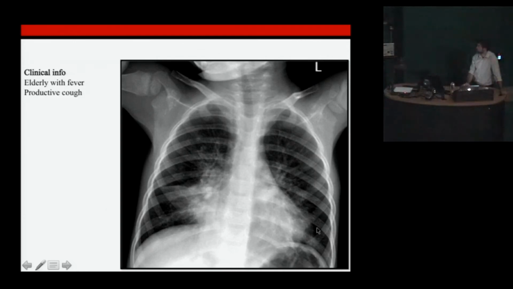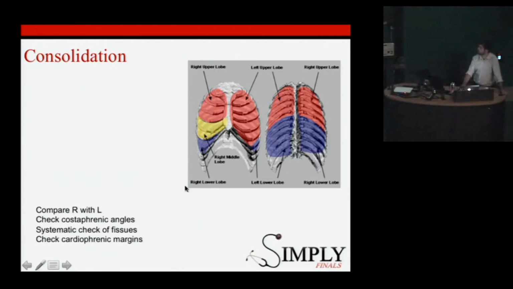But if you're comparing the middle of the chest here in the middle, there's this line going across. So what's that a sign of? So in a patient who's got a productive cough with a fever. Yeah, right, middle lobe pneumonia. Okay, so consolidation is probably the most common chest X-ray that you're going to see.